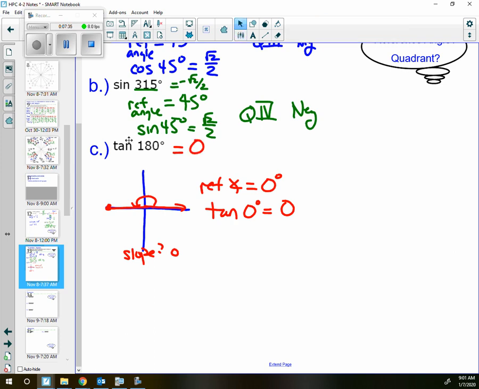So if you think about reference angle, that's not really in a quadrant. It doesn't have a sign because it's 0. So we can get that value pretty quickly. All right, let's try a few more.